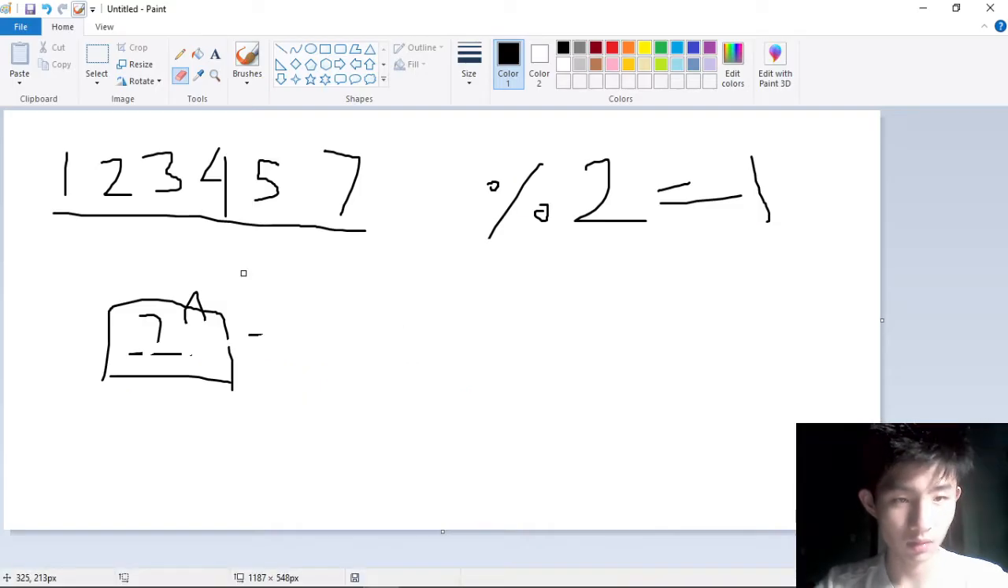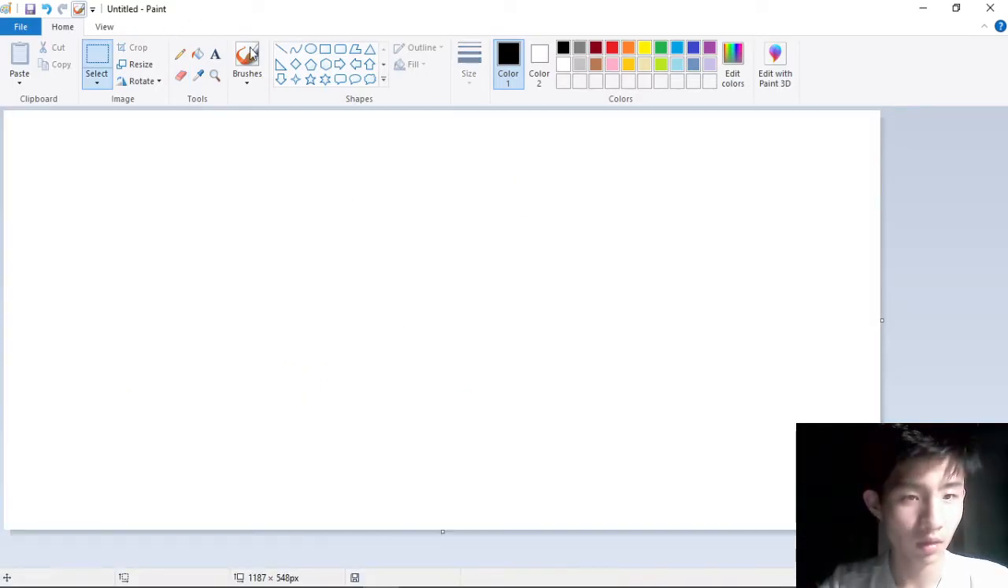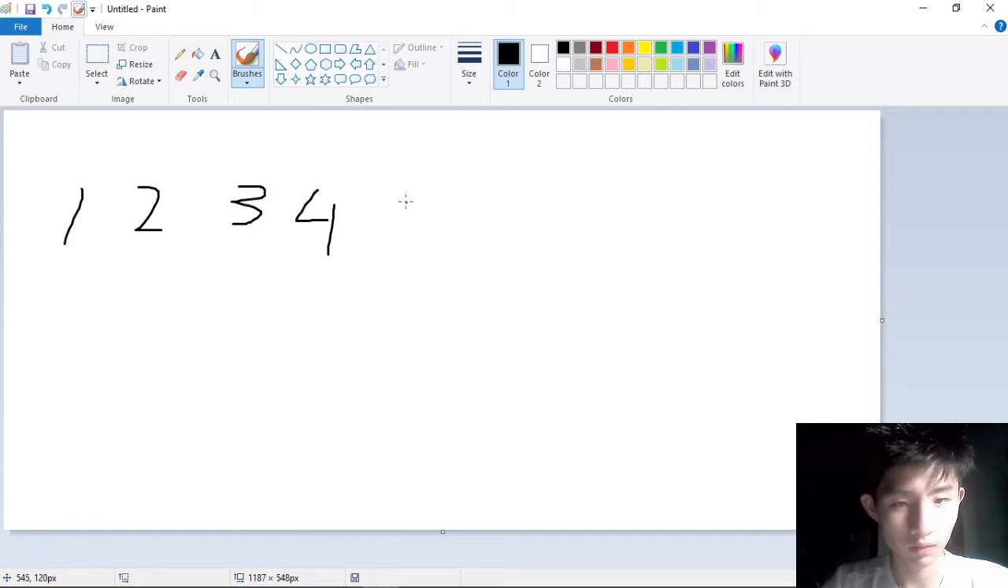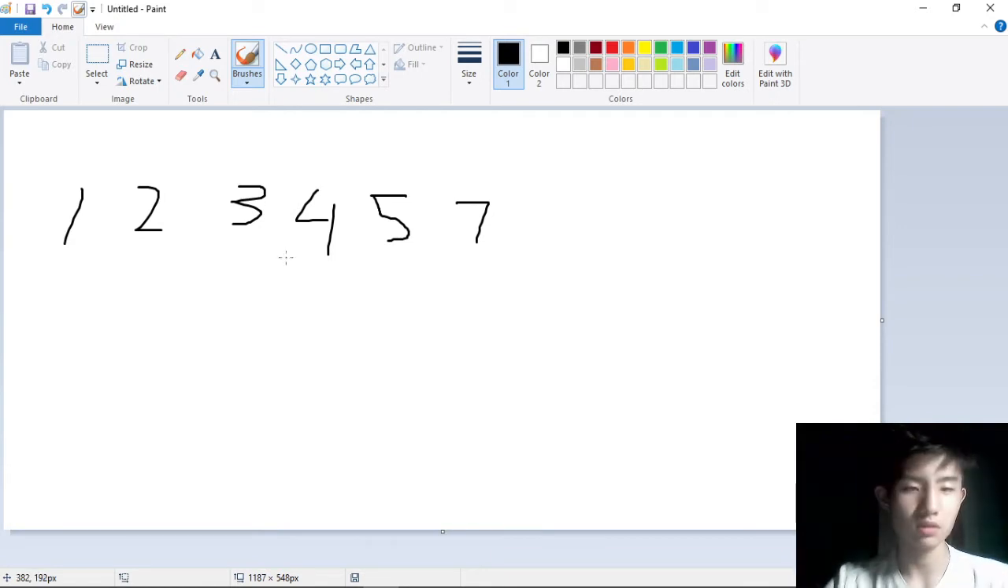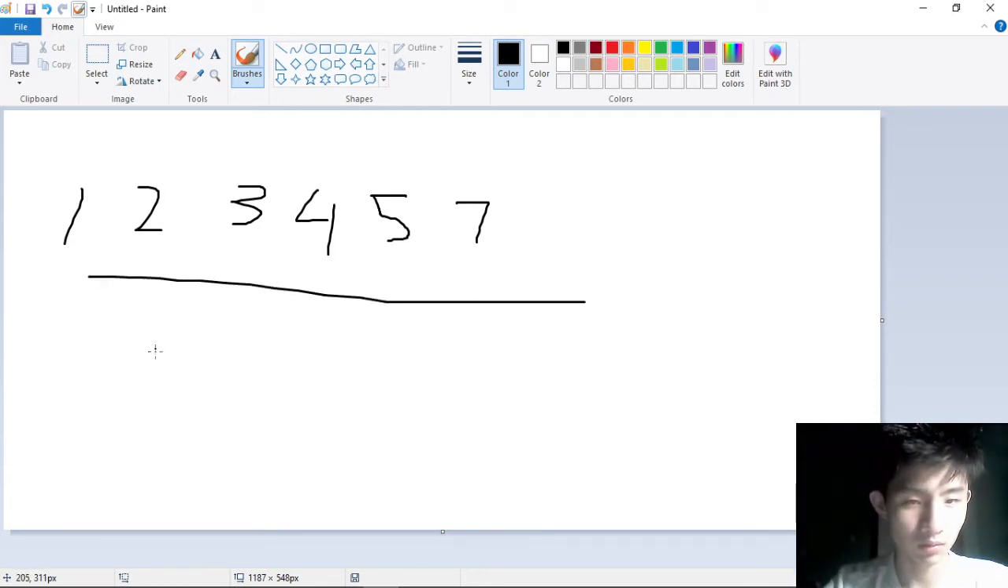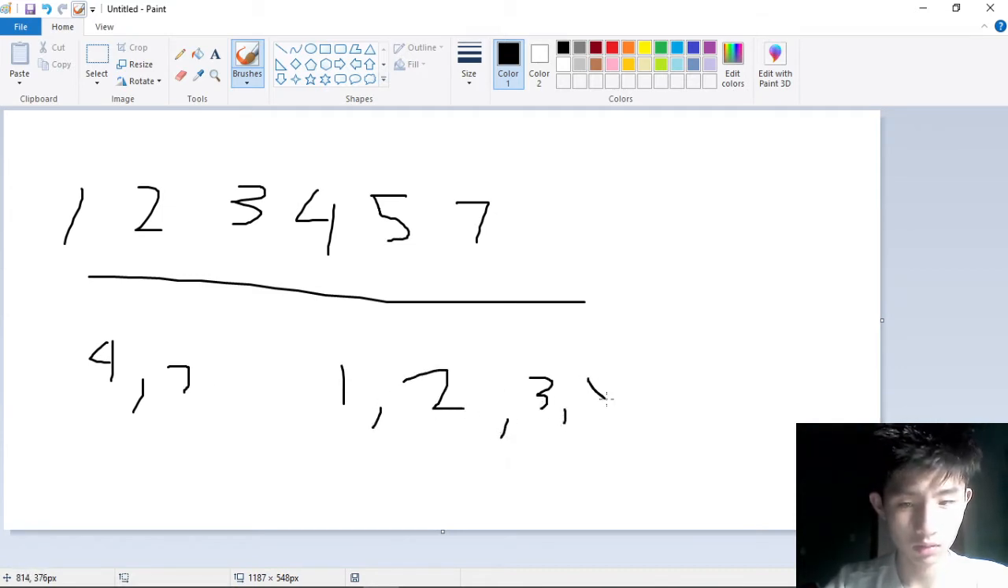So I did some practice earlier. For example, let's see, 1, 2, 3, 4, 5, 7. So there is a way to divide these into two groups. You can do 4, 7, and the rest. So this would be 11, this would be 3, 6, 11. So yeah, there is a way.